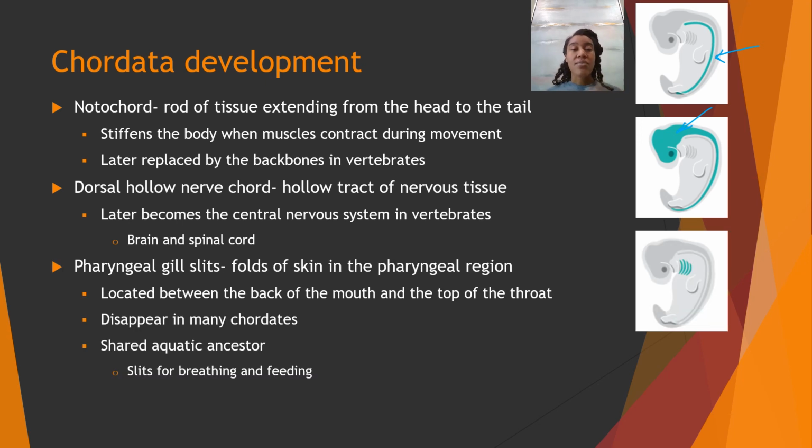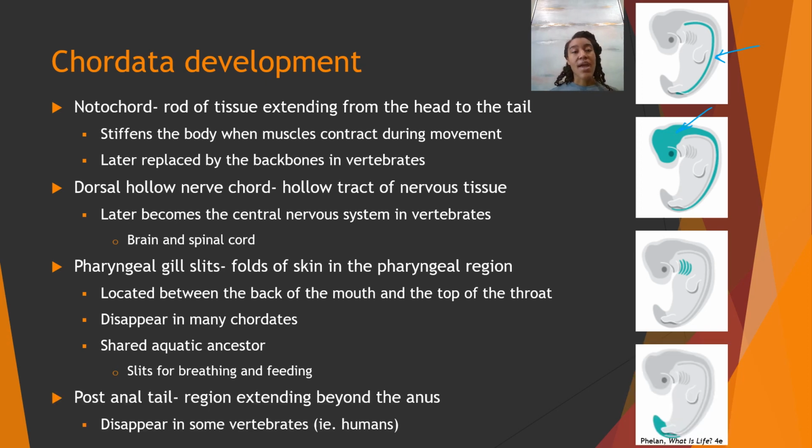All chordates also have pharyngeal gill slits at some point in their development, and these gill slits are basically just folds of skin that occur between the back of the mouth and the top of the throat, and these are indicative of a shared aquatic common ancestor. So these slits were used by the common ancestor for breathing and feeding. However, many chordates, especially those in terrestrial environments, have since lost these gill slits. Some have maintained them and they later develop into gills if you're an aquatic species, but terrestrial chordates don't necessarily need gills, and so in the adult forms, these gills have been lost.